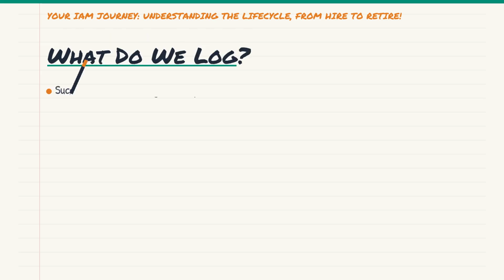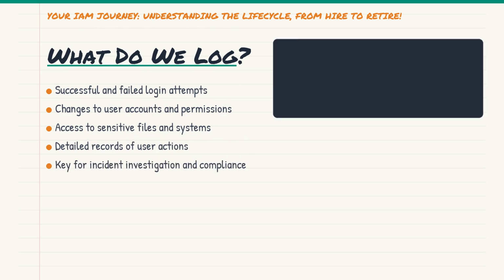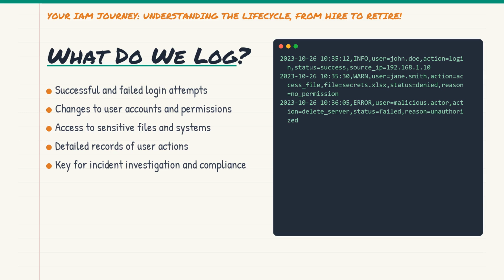What kind of information are we typically logging? We are looking for things like successful and failed login attempts, any changes made to user accounts or permissions, and access to sensitive data or critical systems. Every click, every file opened, every access denied, these actions generate log entries. These logs are digital breadcrumbs that tell a story. They help us answer critical questions like who deleted that file, or when did that unauthorized user try to get into the server? The more detail, the better, but it needs to be organized.